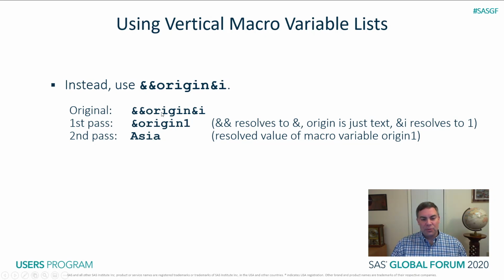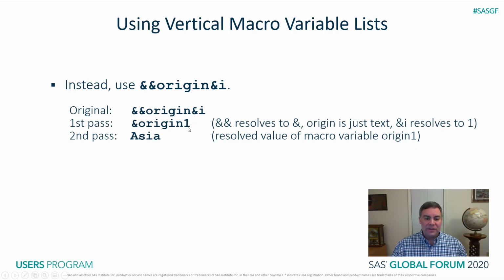After that, it sees the word origin. That's not a macro keyword. That's just text as far as the macro processor is concerned. So it ignores it and passes it along. Okay, so the 2 ampersands became an ampersand. Origin stays as origin. Now we have &i. That is a reference to the macro variable i. And I'm assuming we're in a do loop here, and i is our loop counter, the first time through the loop, &i resolves to 1. So &&origin&i resolves to &origin1.